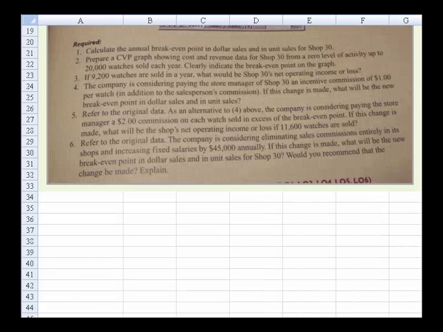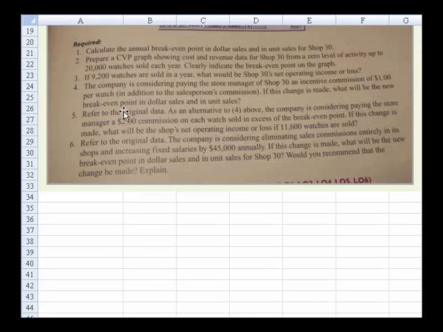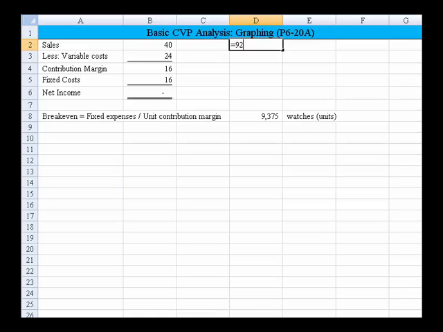Now let's look at number 3. 3 says if 9,200 watches are sold in a year, what would be Shop 30's net operating income or loss? Okay, so now we had sales of, I'm just going to work number 3 off to the side right here. We're going to have sales of 9,375 watches, right? Isn't that what they're saying? 9,200 watches, my mistake. So we say equal 9,200 watches times $40 per watch. And we come up with 368,000 sales.